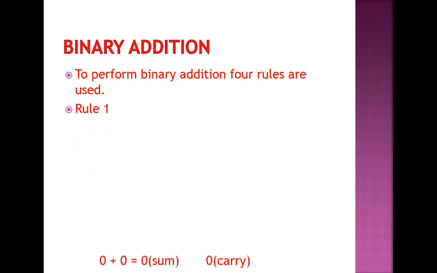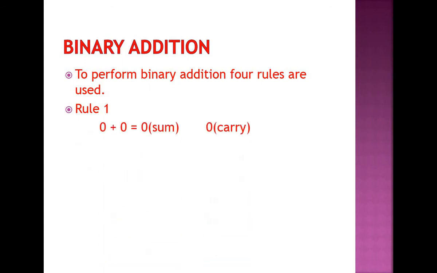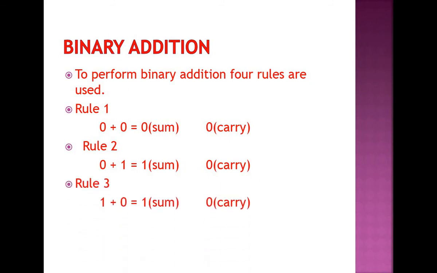Rule 1, 0 plus 0 is equal to sum 0, carry 0. Rule 2, 0 plus 1 is equal to sum 1 and carry 0. Rule 3, 1 plus 0 is equal to sum 1 and carry 0. And rule 4, 1 plus 1 is equal to sum 0 and carry 1.